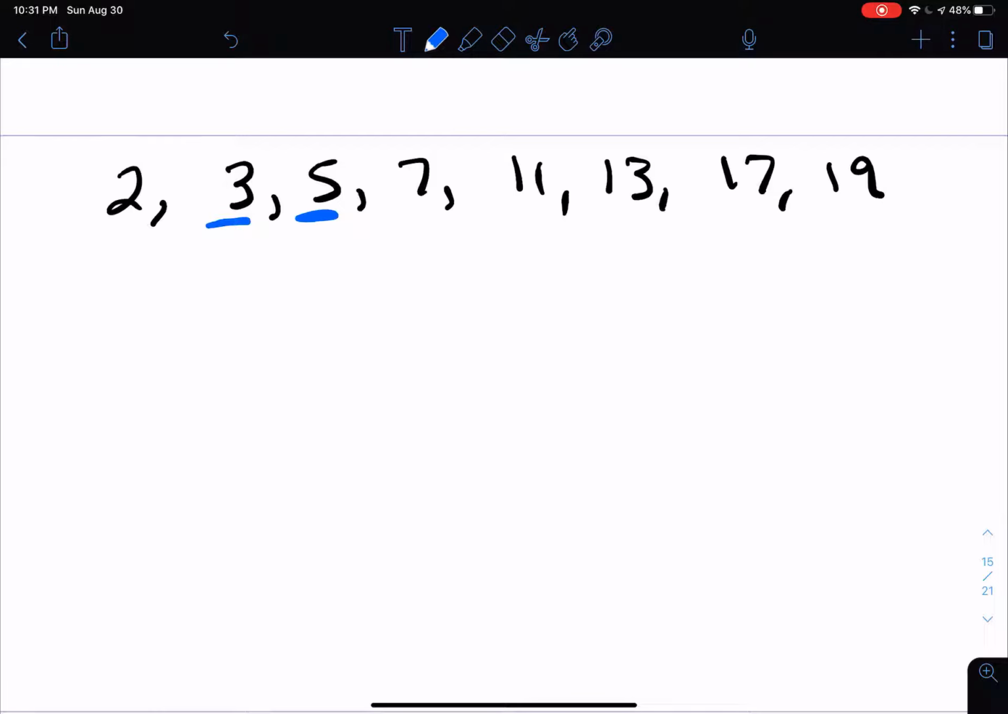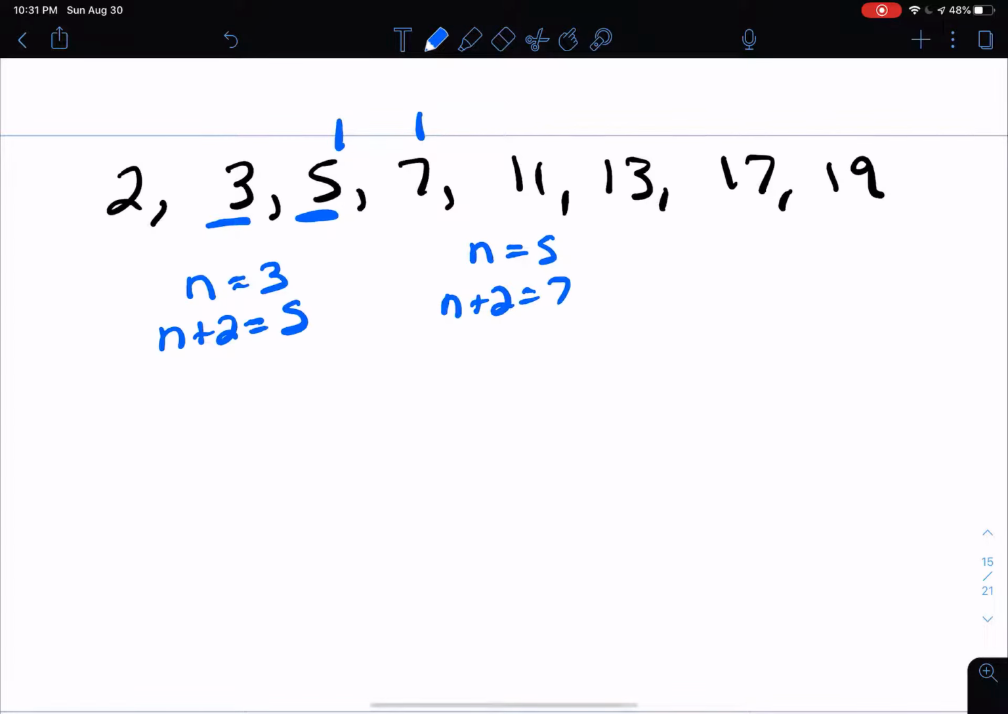In the definition, if n is 3, n plus 2 is 5. Another pair is 5 and 7. If n is 5, n plus 2 is 7. 7 and 11 are not twin primes because they have a lot more numbers in between. They have 8, 9, and 10. They have 3 numbers in between. But 11 and 13 are twins. They only have 12 in between them. 13 and 17 are not because they have 14, 15, and 16 in between them. But 17 and 19 are because they only have 18 in between them.